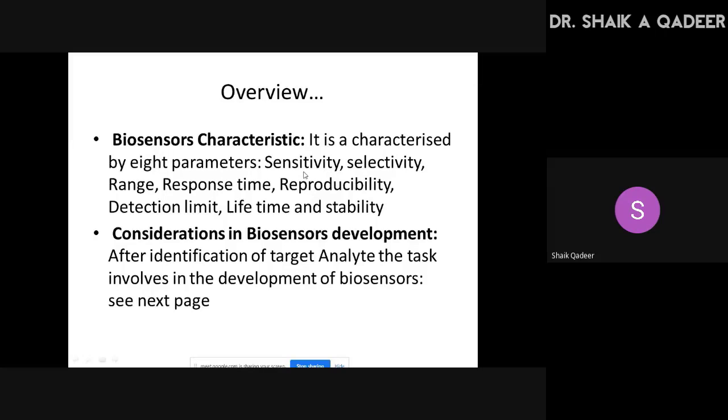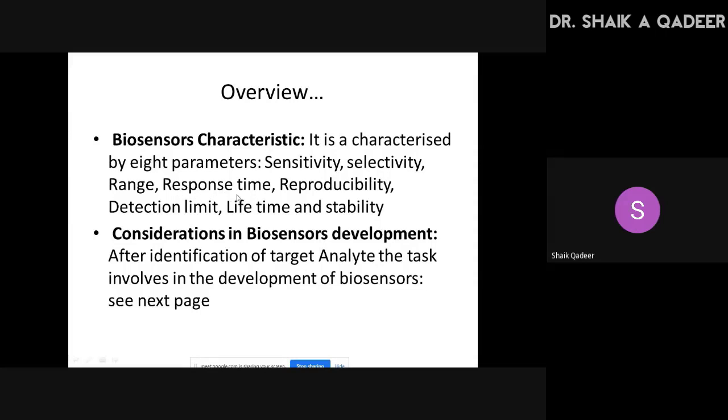Sensitivity is nothing but the slope of the curve which is drawn when we take the input-output relationship. Already we have seen this many times. That is the change in output by the change in input, called sensitivity. The second one is selectivity. The third one, range. We have seen range also. Response time also we have seen.